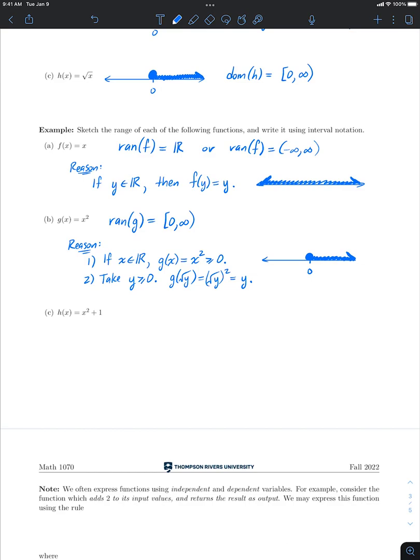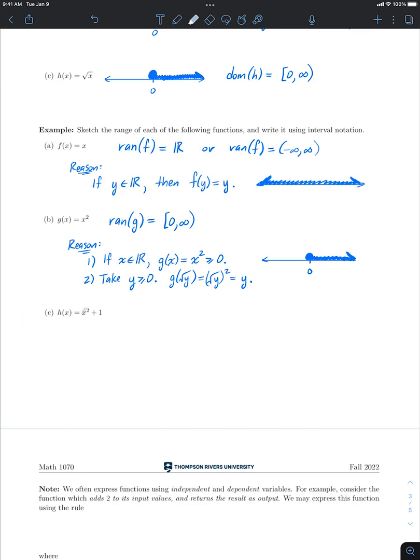Okay, so for the third one here, this looks very similar to the second one in part B. So we've got a function h. It's defined by the rule h of x is equal to x squared plus 1. So you square the input value and then add 1. And that's almost the same as part B, which is defined by the rule of taking your input value and just squaring it. The only difference is in part C, we're adding 1 afterwards.